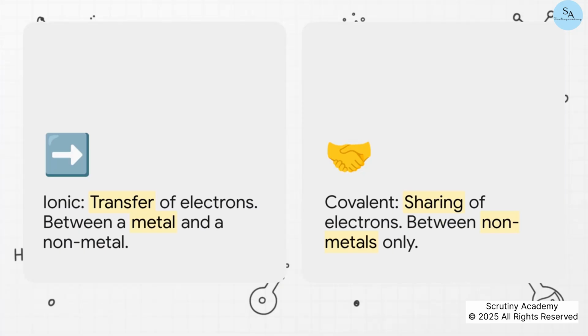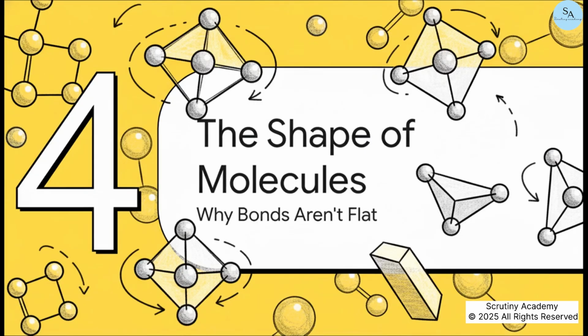All right. This is a super important slide for your exams, so let's do a quick side-by-side. The biggest difference is what the electrons are doing. In ionic bonds, it's a transfer. In covalent bonds, it's all about sharing. And remember who's involved. Ionic is usually a metal plus a nonmetal. Covalent bonds are between nonmetals only.